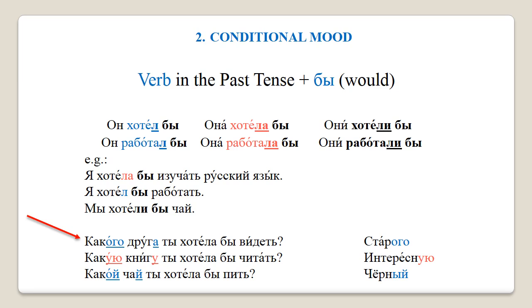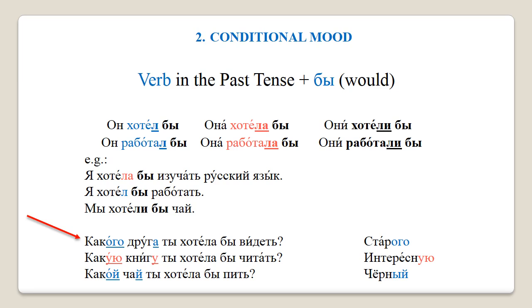All we need is a past tense of any verb plus particle бы, which literally stands for would. So он хотел бы becomes he would want. Она хотела бы becomes she would want. Они хотели бы becomes they would want. When used with verb хотеть, it can also be translated as I would like.